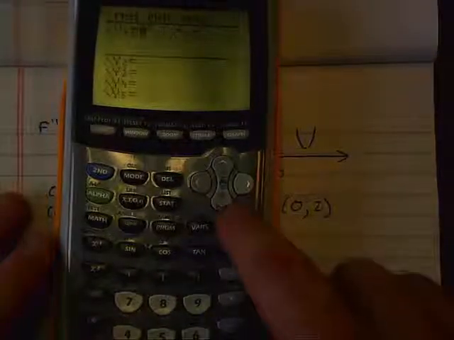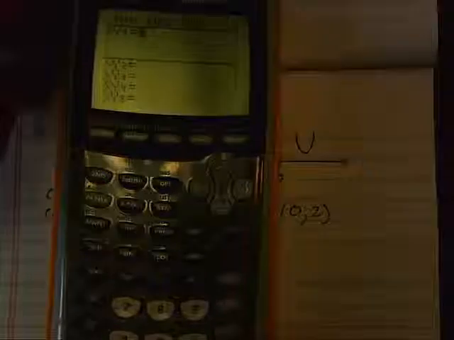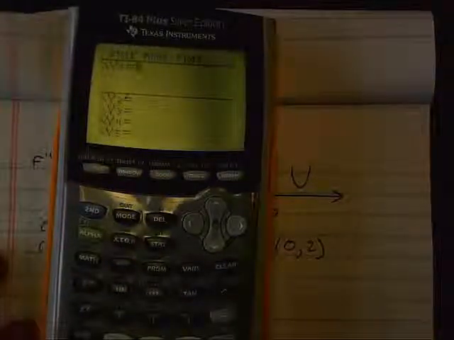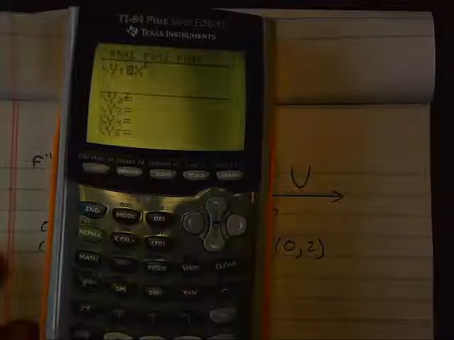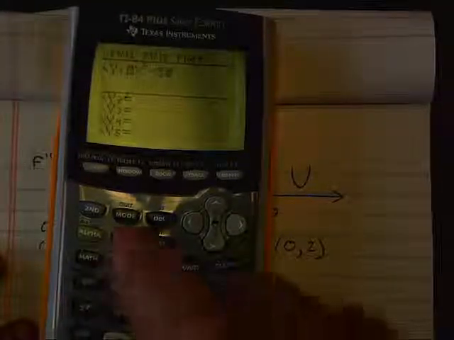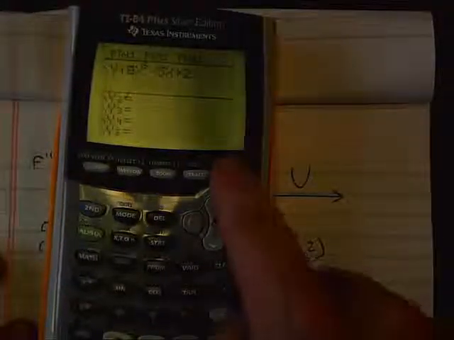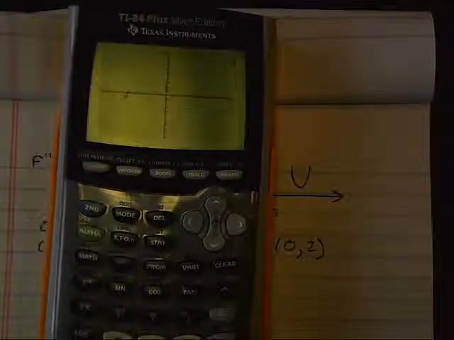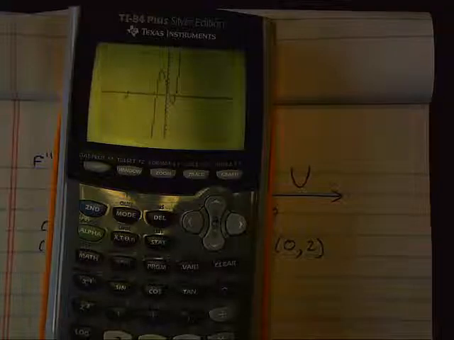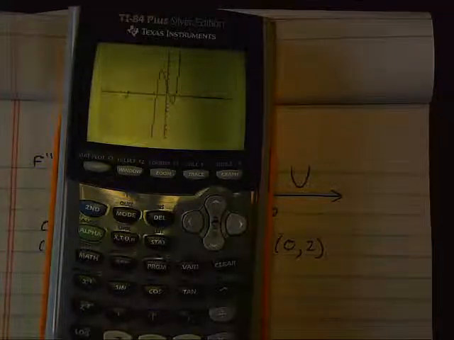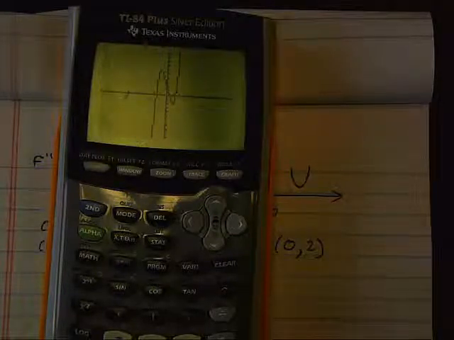Y equals, let's just graph that and see if it looks like what we believe. X to the 5th minus 5x plus 2. Does it look like we have a maximum at -1? Does it look like we have a minimum at +1? Yes. And does it look like 0, 2 is the inflection point?